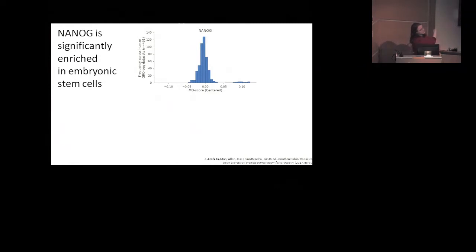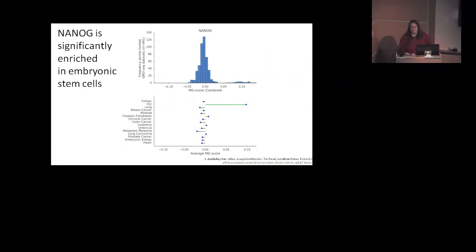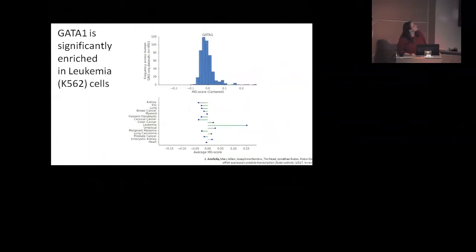But you see a little bit of mass out to the right, and the question is, what does that mass have in common? Well, it turns out all of those are embryonic stem cell experiments. That's reassuring. NANOG's a marker for embryonic stem cells. You see similar things with GATA1, a marker for leukemia, and in fact, we only see activity in leukemia cells.